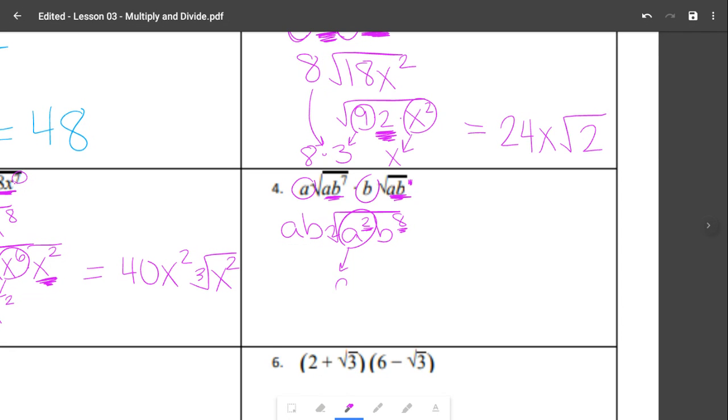A squared comes out as A. B to the 8th comes out as B to the 4th after you divide by your index 2. We're going to remember to bring down that AB that was in the front to multiply with these new pieces that just came out of the radical. So A times A is A squared, and B to the 1st times B to the 4th is B to the 5th, and that is your final answer.